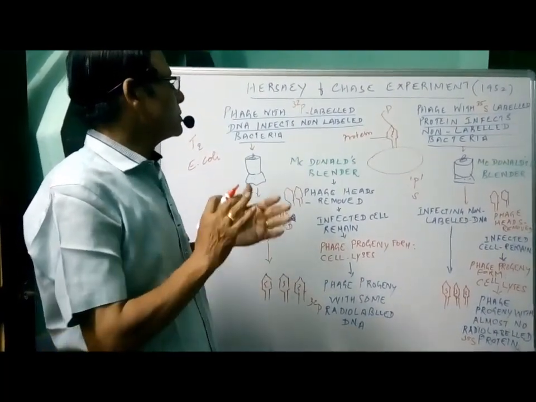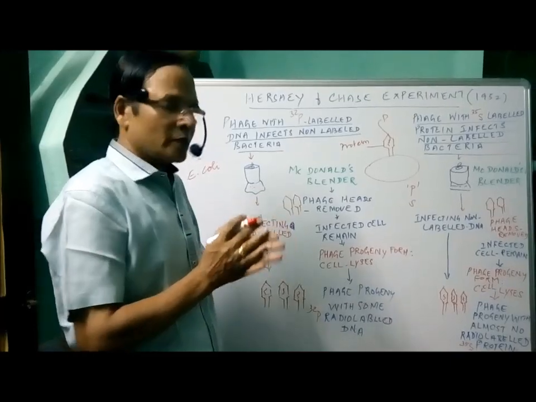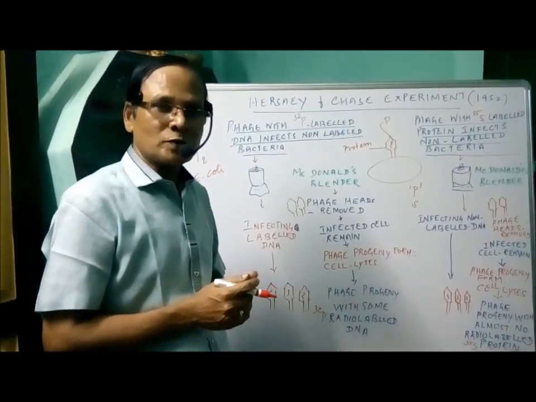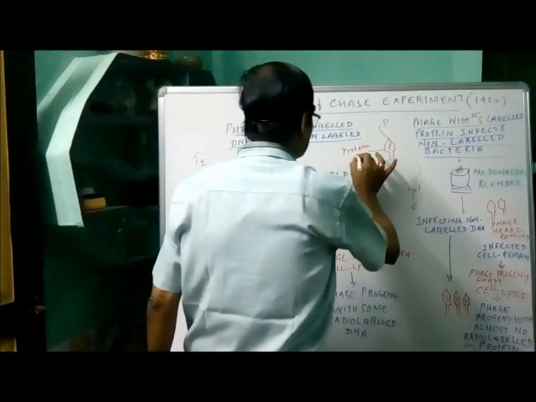Protein mainly contains cysteine and methionine, which contain sulfur.